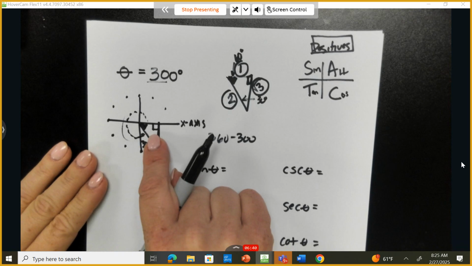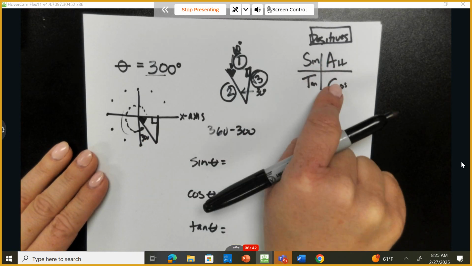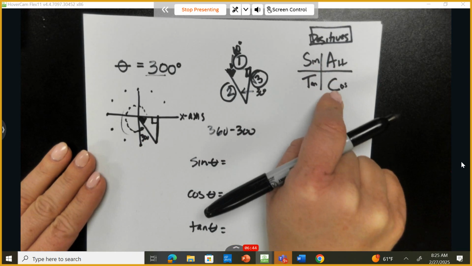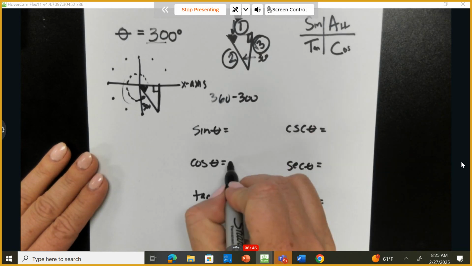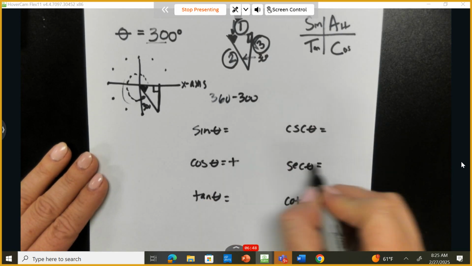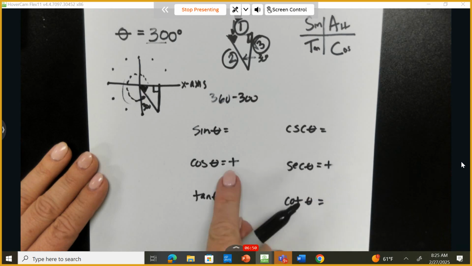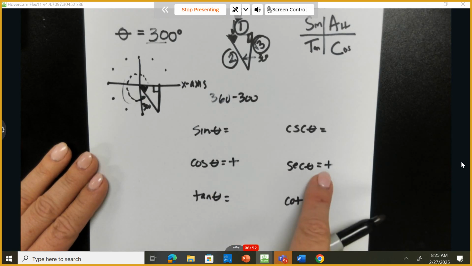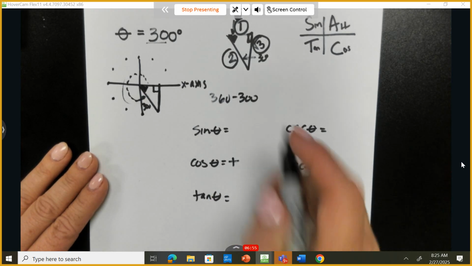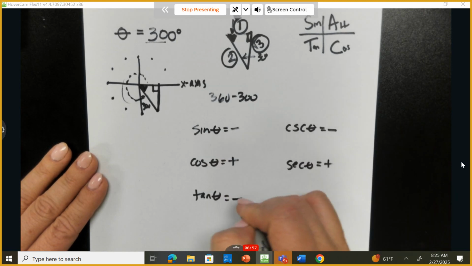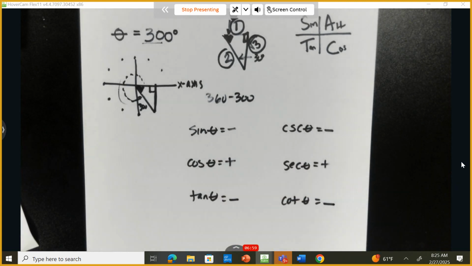So I just landed in quadrant number 4. Quadrant 4, what's the only thing that's positive? The cosines. So let's go over to cosine and make a positive cosine, and its reciprocal, because they'll always have the exact same sign. So cosine and its reciprocal, the secondary trig function, are positive. Everything else gets a negative.